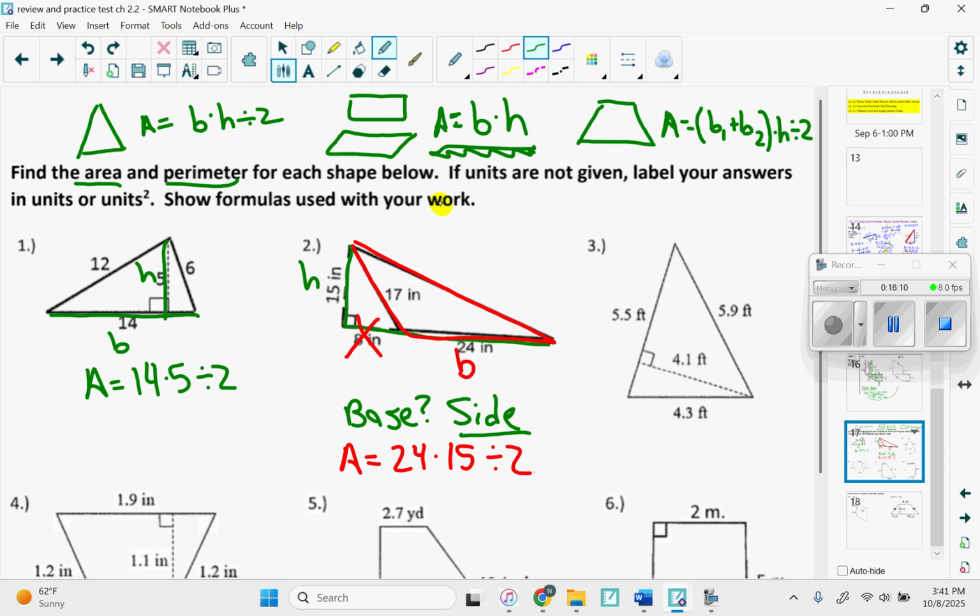My next one, again, here's my symbol for a right angle. So connecting those two sides, the right angle tells me where the base and the height are. So if I turn my head, this is going to be the base, this will be the height. So those are what I use in my formula. Area equals base times height divided by 2.